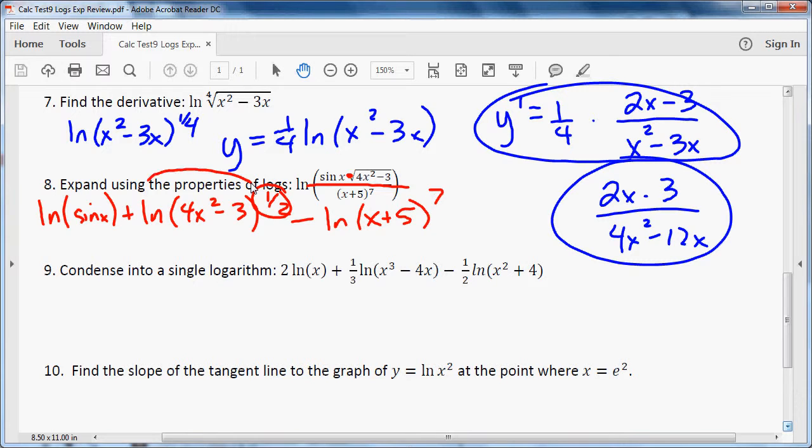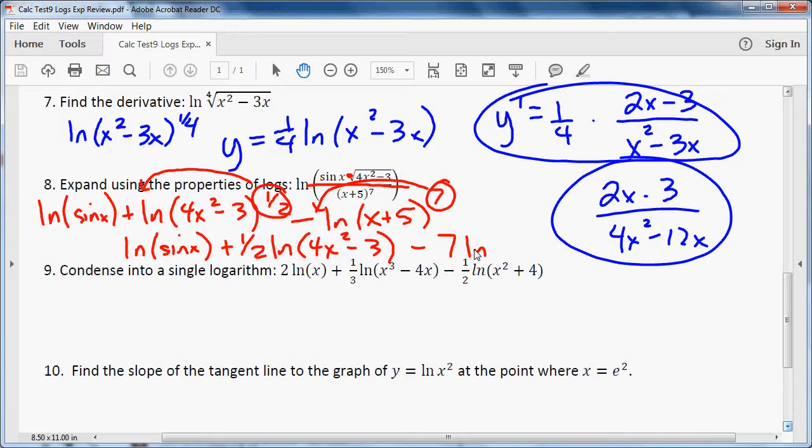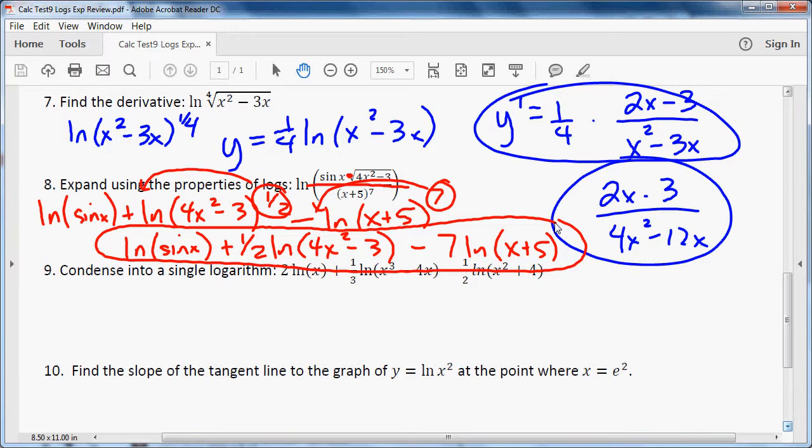Next up, we're doing the same properties but in the opposite direction. So I'm going to start by taking the coefficients and moving them up as exponents. We get natural log of x squared, natural log of x cubed minus 4x to the 1/3. You could also write that as a cube root if you wanted to, and the natural log of x squared plus 4 to the 1/2. You could also move that up or change that to the square root if you wanted.